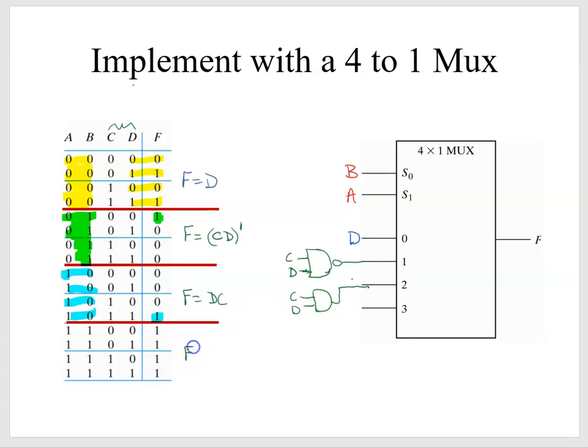And down here, it looks like F is just equal to a 1. So we can draw a 1. That's really pulling it to 5 volts, but logically we'll just show a 1 there. All right, so I think that's it for this video.